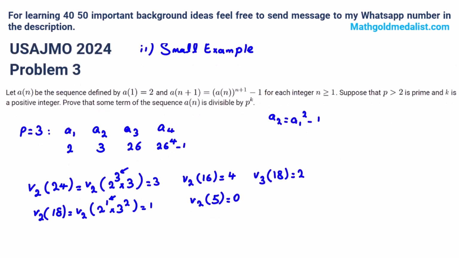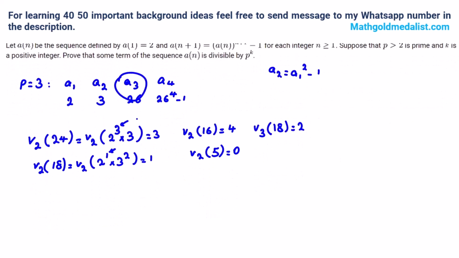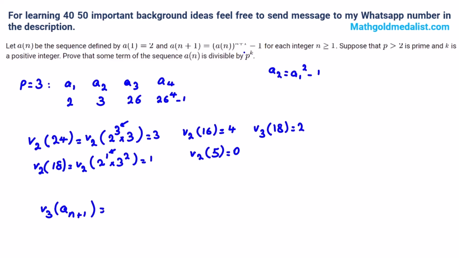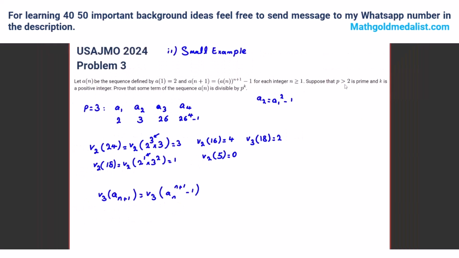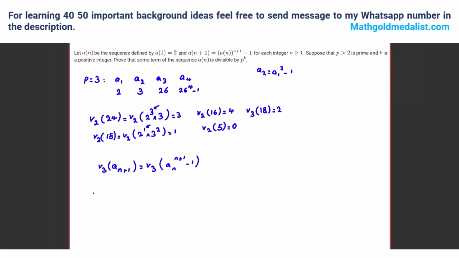Now we want to prove that V3 of, for example, a_n is large. If we consider V3 of a_n plus 1, if we use this equation, it will be what? V3 of a_n to the n plus 1 minus 1. When we see this, it is similar to a theorem. It is what? Lifting the exponent, or LTE.